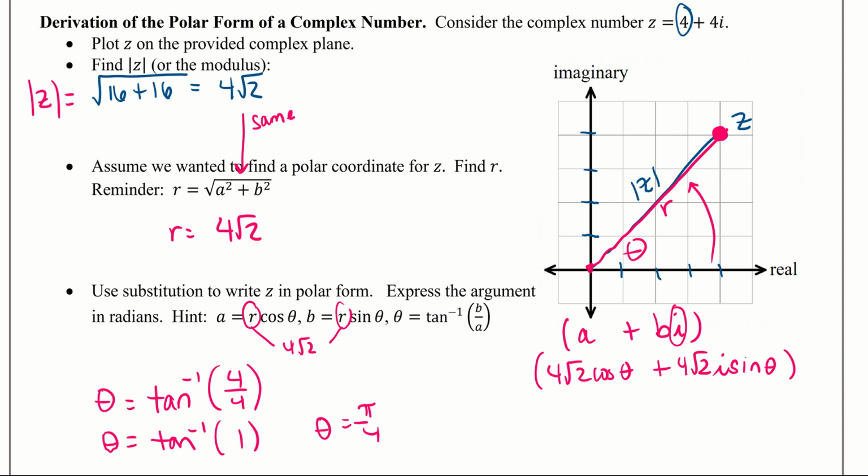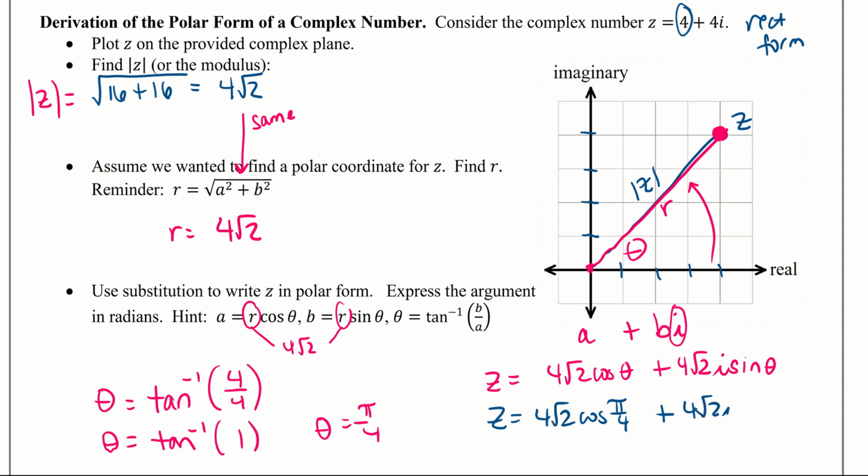So we could say that the polar form for z, I'm going to remove these parentheses. I don't really mean anything. I'm not really 100% sure why I wrote them in there. But that polar form then for z, remember this was the rectangular form. This is going to be the polar form, would be 4 root 2 times the cosine of pi over 4 plus 4 root 2 i times the sine of pi over 4.